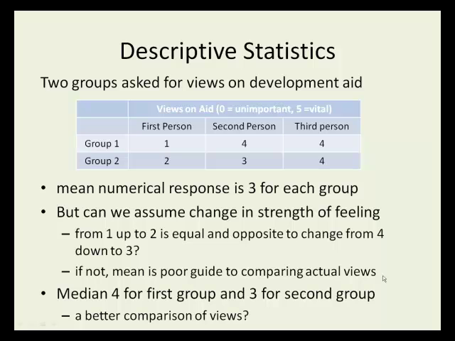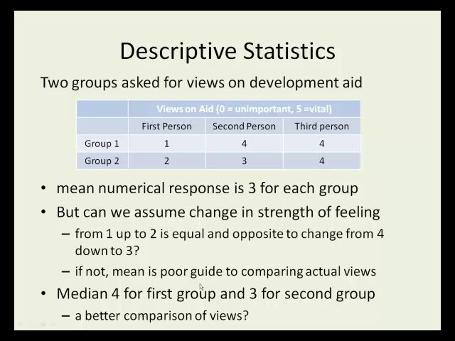Another way of thinking it is that for the mean, what you're doing is you're adding up the total. So if this was income, you can add up the total amount of money and share it out. That makes sense. But can you add up the total views of people and then share that strength of view out? And again, add up the total views of this group and share it out between 3 people. That's kind of a bit odd.